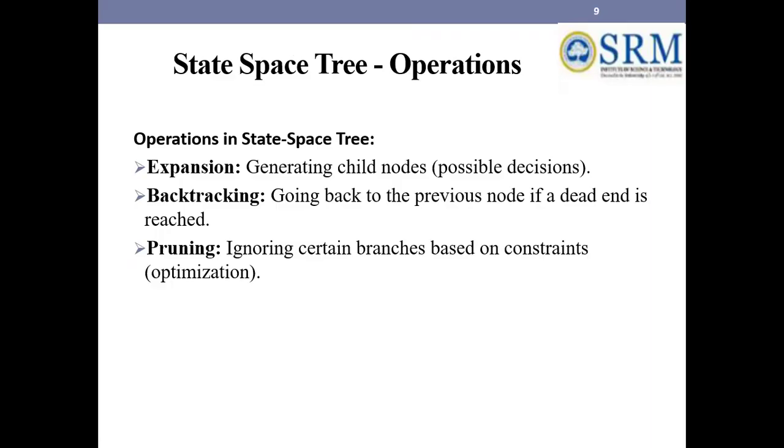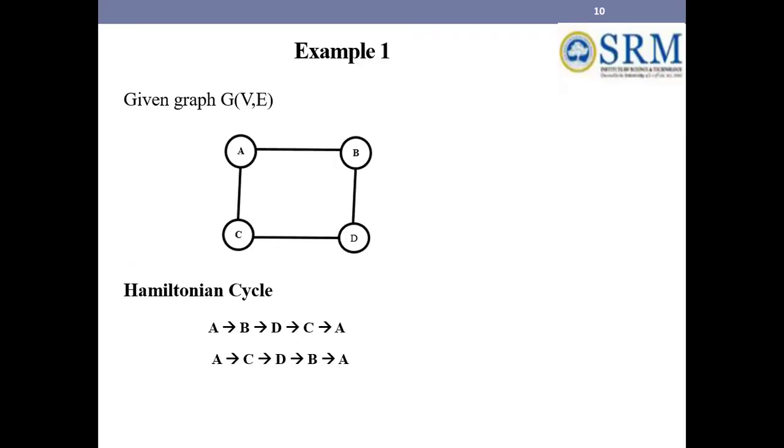Pruning is ignoring certain branches based on constraints. There is optimization. To avoid the extra calculations or computations, we can prune some part of the work or part of the state space tree to save the time to reach the optimal solutions. That is called pruning. And see the graph.